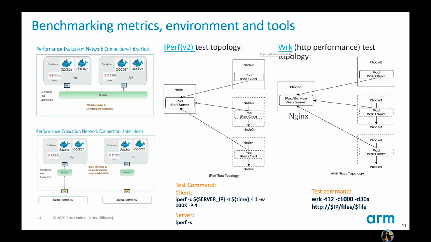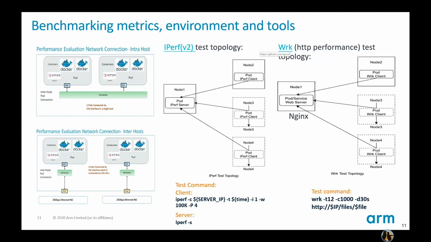This is the connection topology for the iPerf test and the wrk HTTP performance test. For the first one, we connect the iPerf client to the iPerf server, each one running in a pod. For the second one, we use Nginx as the HTTP server, and we use wrk as the HTTP client.